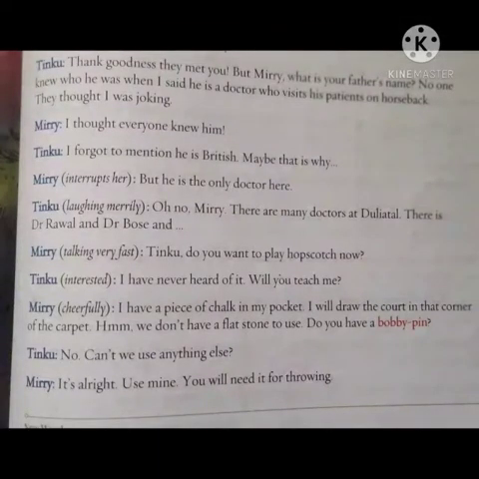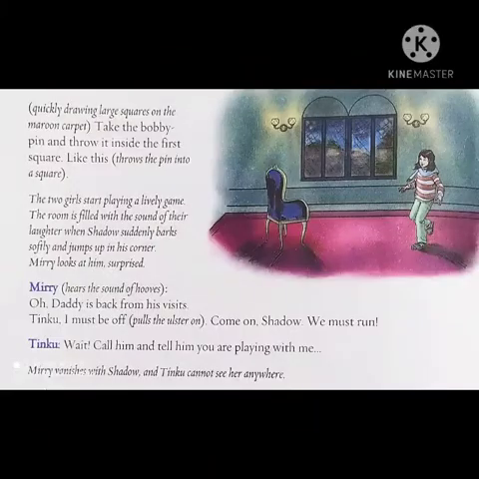Now let us play the game called hopscotch. Quickly drawing large squares on the maroon carpet, take the bobby pin and throw it inside the first square like this. Throws the pin into a square. The two girls start playing a lively game. The room is filled with the sound of their laughter when Shadow suddenly barks softly and jumps up in his corner. Miri looks at him surprised.